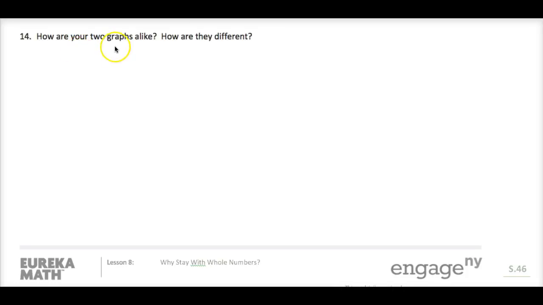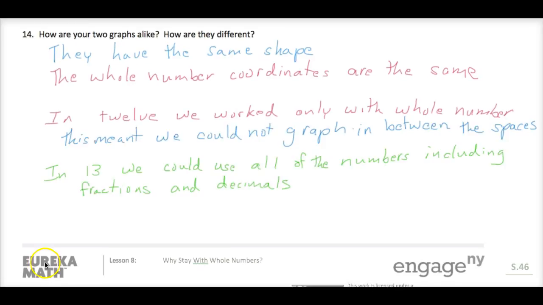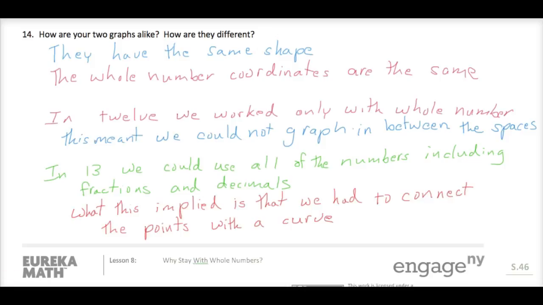How are the two graphs alike? That's the ones from 12 and 13. Well, they had the same shape and the whole number coordinates are the same. How are they different? In 12, we worked only with whole numbers. This meant that we couldn't graph in between the spaces. In 13, we could use all the numbers, including fractions and decimals. What this implied is that we had to connect the points with a curve.